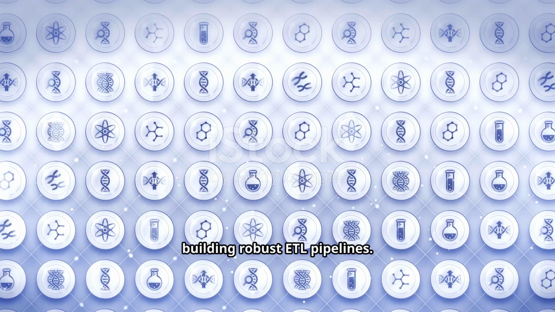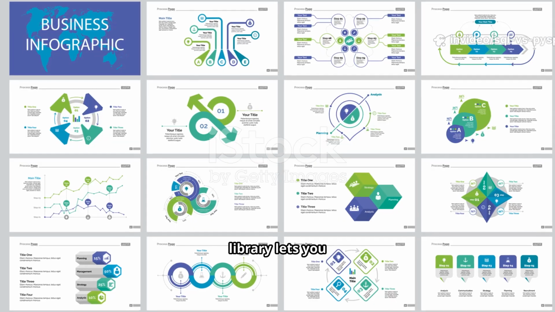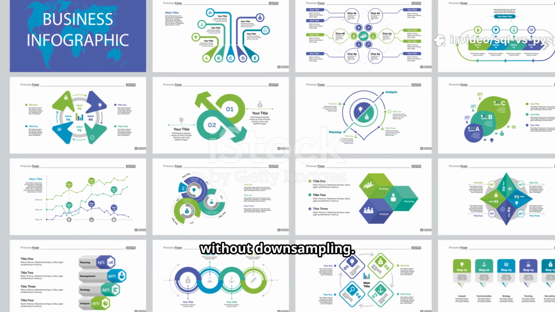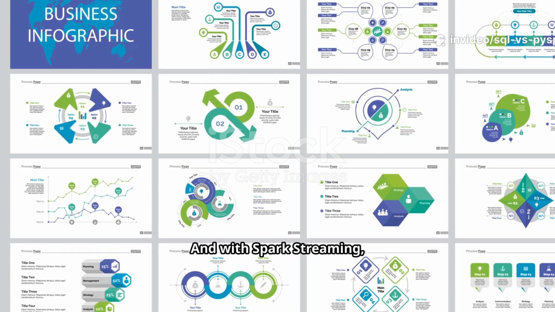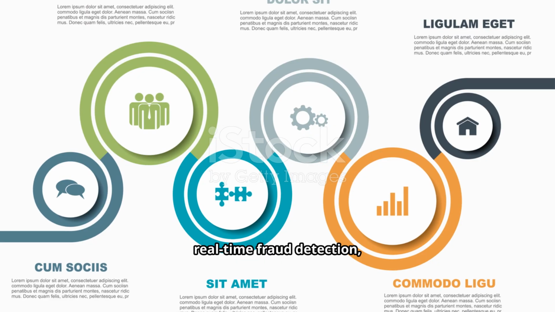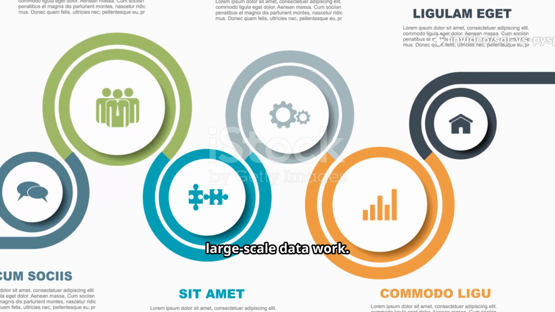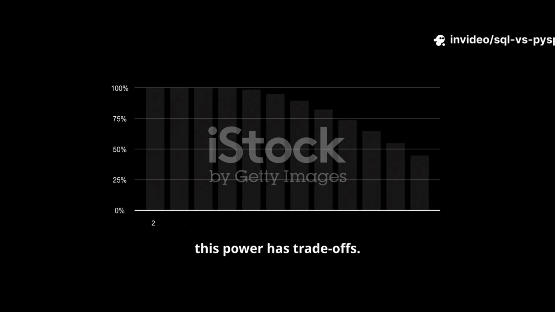PySpark's strengths are versatile. It excels at building robust ETL pipelines. Its native MLlib library lets you train models on distributed data without downsampling. And with Spark Streaming, you can analyze live data for applications like real-time fraud detection, creating a complete ecosystem for large-scale data work. However, this power has trade-offs.